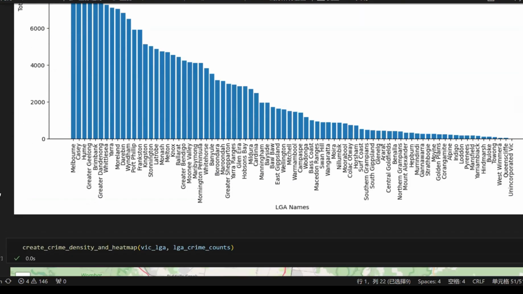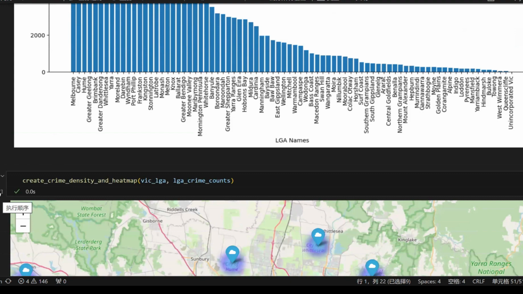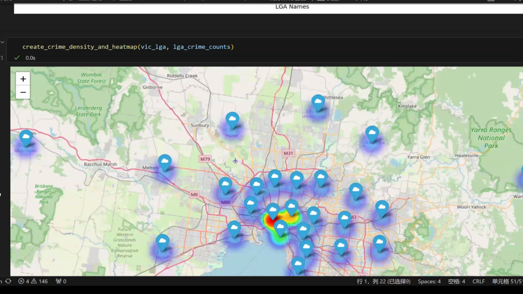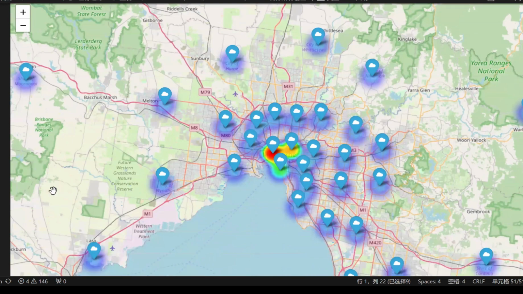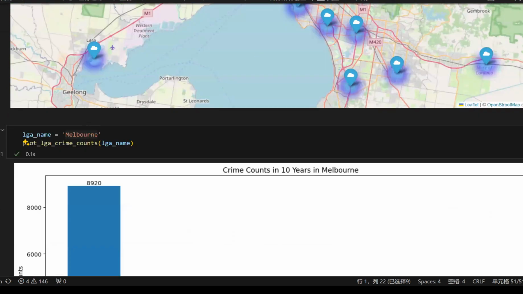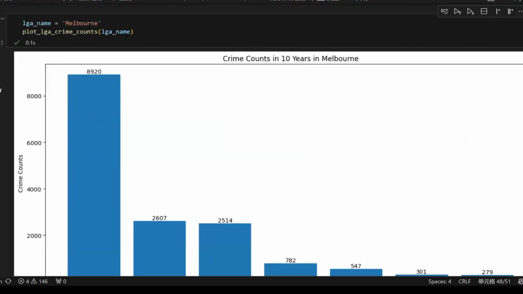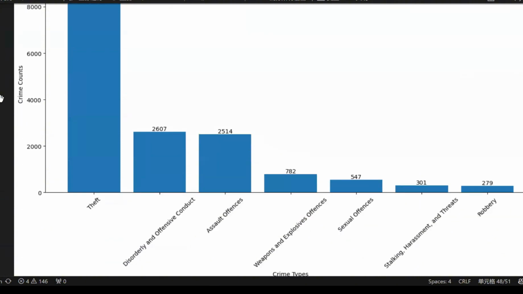However, mere numerical representations may not fully convey the nuances of crime distributions, so we also generated a heat map to show the crime densities across different areas. Moreover, visitors can input their chosen destination to access specific crime data and rankings for that area. For instance, by entering Melbourne, users can obtain detailed crime statistics for the city, and this graph reveals that theft is the most common type of crime.